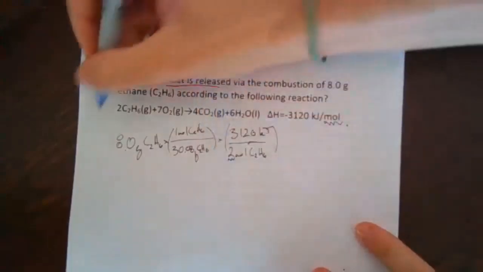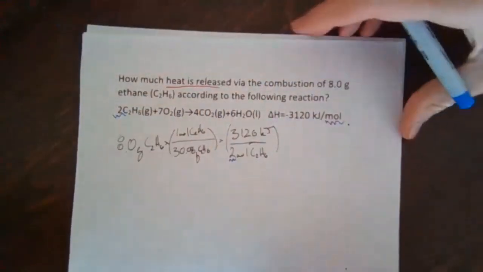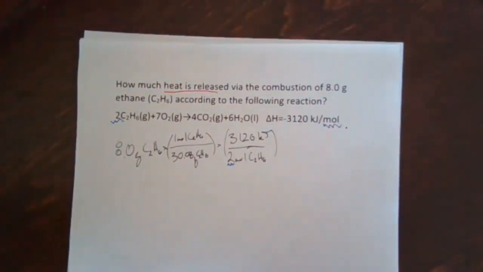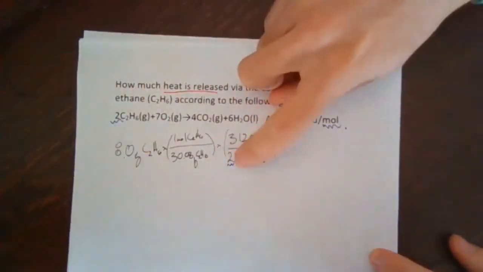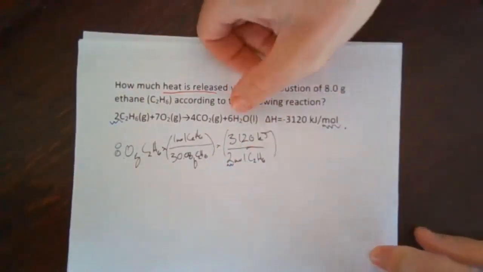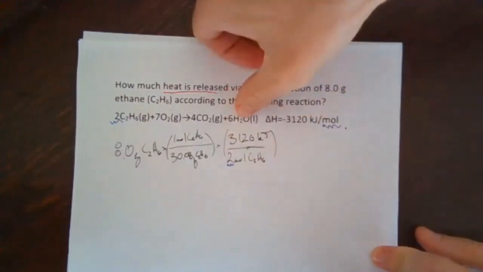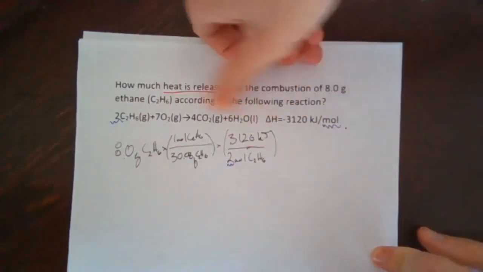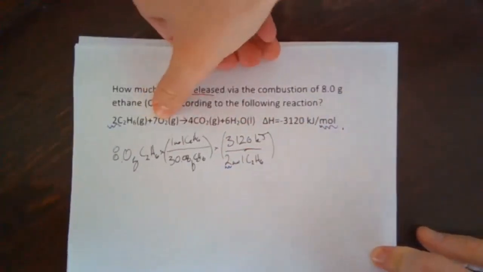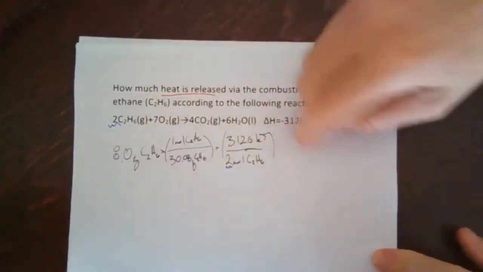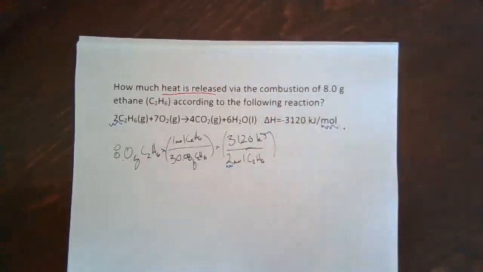And so this 2 right here comes from that reaction coefficient still. So you still see the 2 in the coefficient. It doesn't need to be the 2 right here. This is 3120, which is always the same, but if you were dealing with water, it'd be per 6 moles of water, 4 moles of CO2, 7 moles of O2. So whatever you were doing, you just take that coefficient right there.